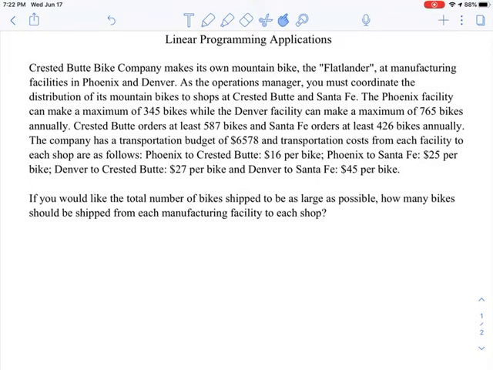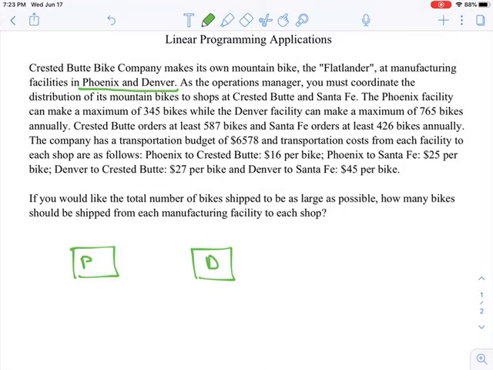In this video, I'm going to set up another linear programming problem. This is one of those types of problems where it's going to be very helpful to draw a diagram. We have two facilities where the mountain bike, the Flatlander, is being manufactured. One of them is in Phoenix and one of them is in Denver. So I'm just going to make myself a little box. This is going to be Phoenix, and this is going to be Denver.